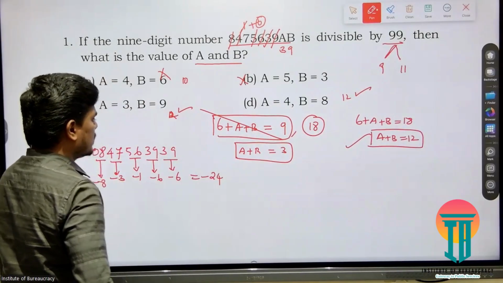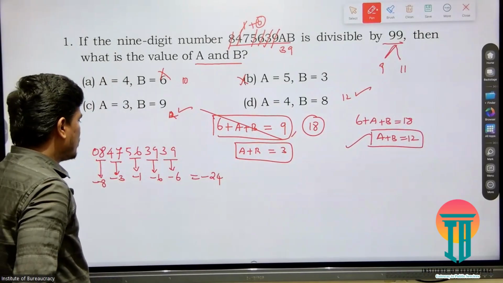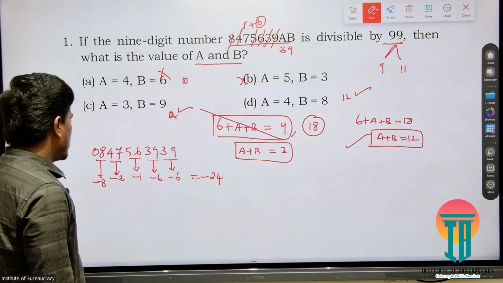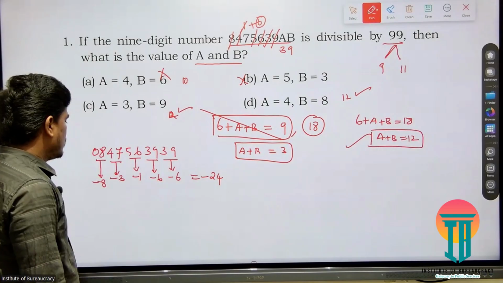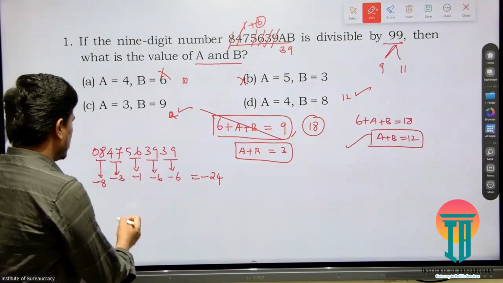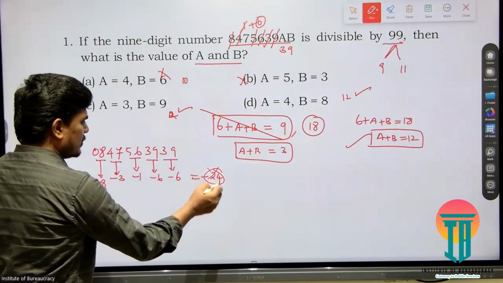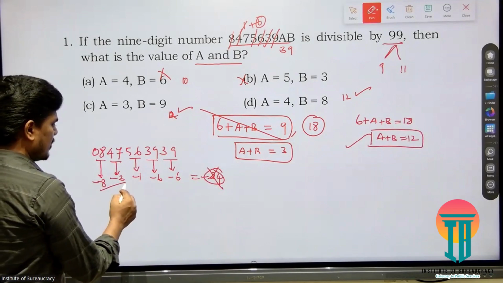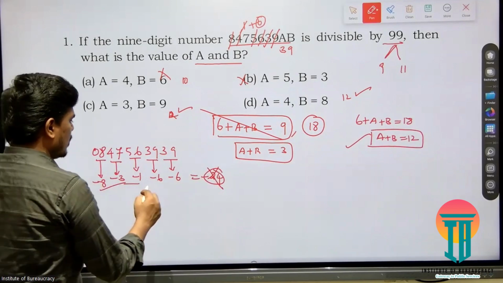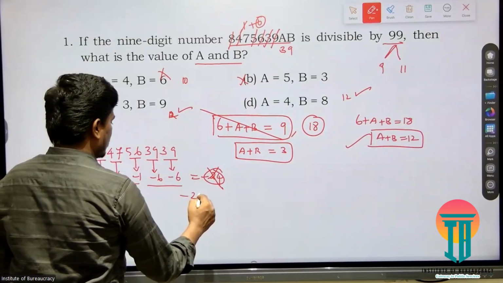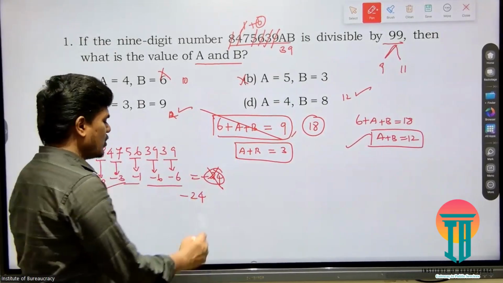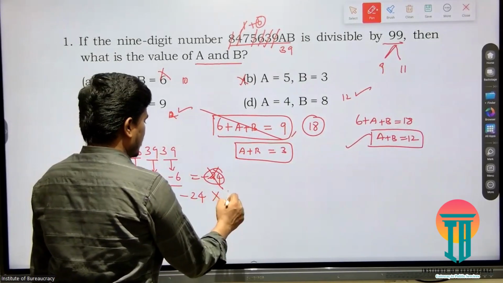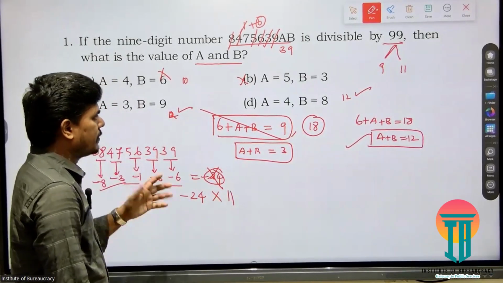Therefore, minus 24 means it is not going to be divisible by 11. Sorry, it's 12. So it's 11, 12, 12 plus 12, minus 24 only. We are getting 24 only, therefore it is not divisible by 11. That is not a possible answer.